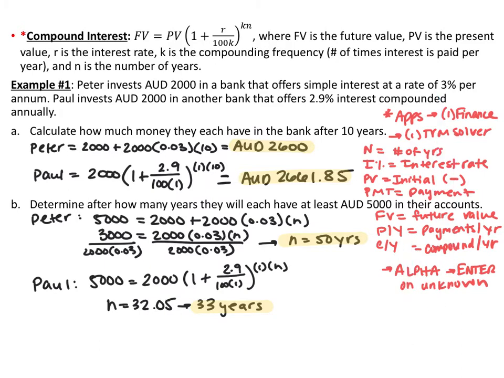And so you would plug in, N would be your unknown, so you don't know anything for that. I would be 2.9. Your principal value is still negative 2,000. Payment is still 0. Future value would be 5,000. Payments per year and compounding per year would still be 1. And then you would go up to N and hit alpha enter. And it'll give you 32.05, but you're only earning interest at the end of every year or once a year, so therefore it would take 33 years.